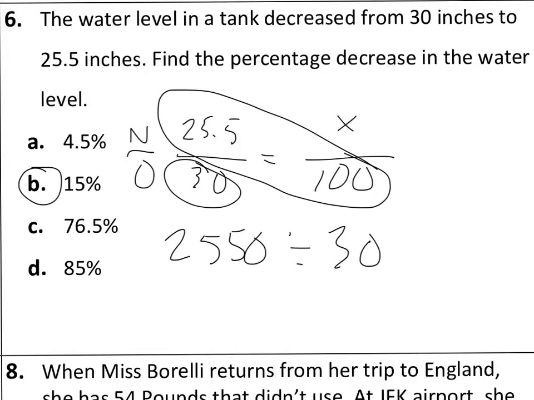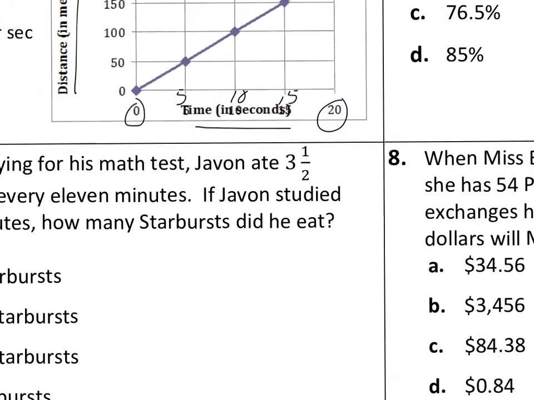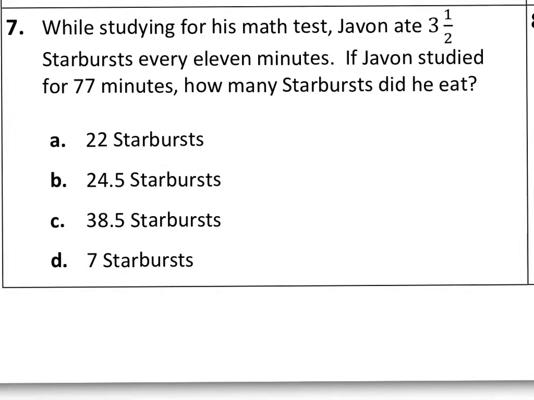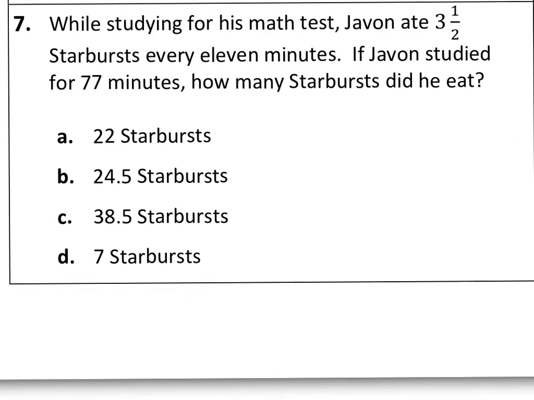All right, moving right along. Number 7. While studying for his math test, Javon ate 3.5 Starbursts for every 11 minutes. Javon studied for 77 minutes. How many Starbursts did he eat? Well, let's do Starbursts over time. If we set this up, he eats 3.5 for every 11 minutes, and we know that he studied for a total of 77 minutes.